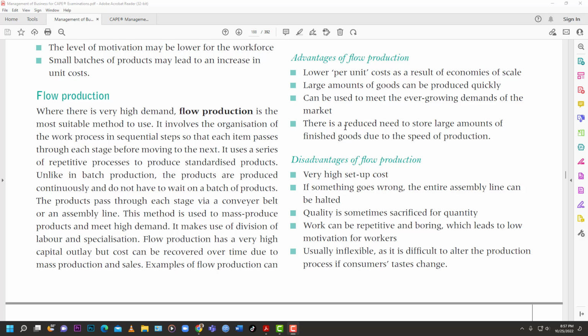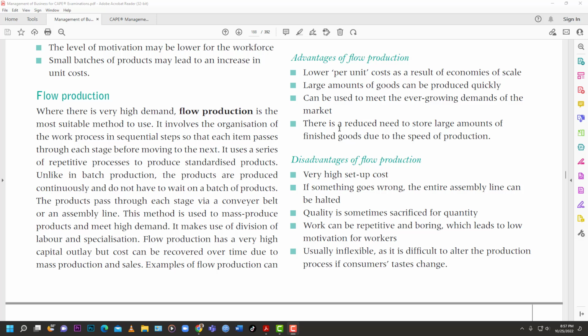Large amounts of goods can be produced quickly, which can be used to meet the ever-growing demand of the market. There is a reduced need to store large amounts of finished goods due to the speed of production. Because you're producing a mass market item, you know they're going to fly off the shelves, so you don't have to wait around to have them stored in the warehouse, right? So that's an advantage of flow production.